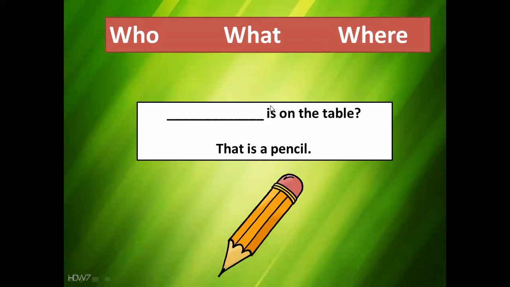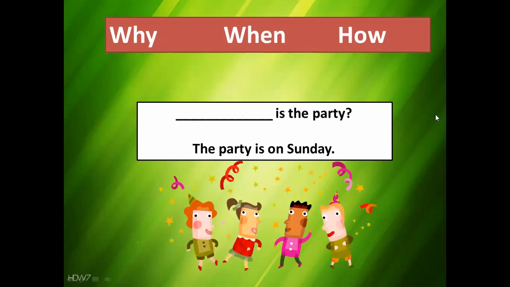Next, dash is on the table. So I told you people, when there is an action or thing, we use what. What is on the table? That is a pencil. Who we use for a person, what we use for a thing or action, where is used for a place.